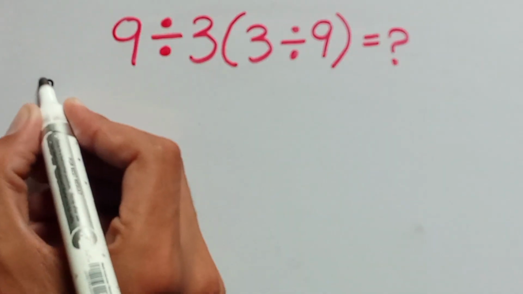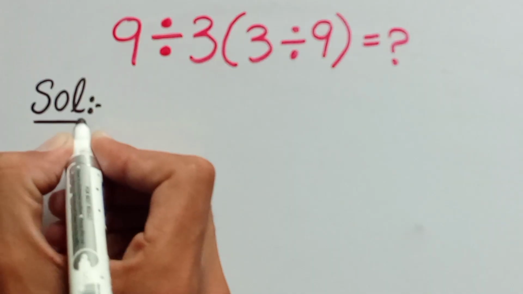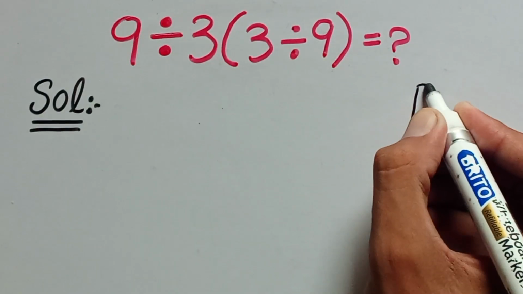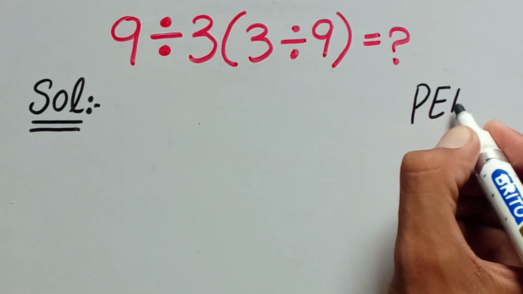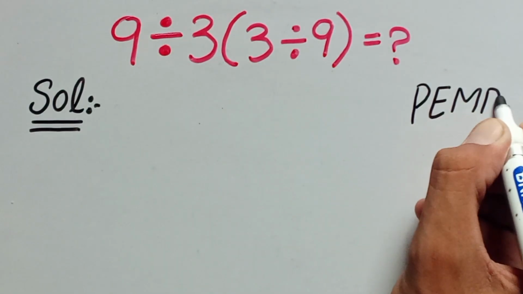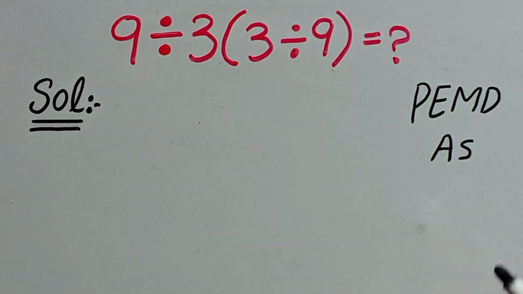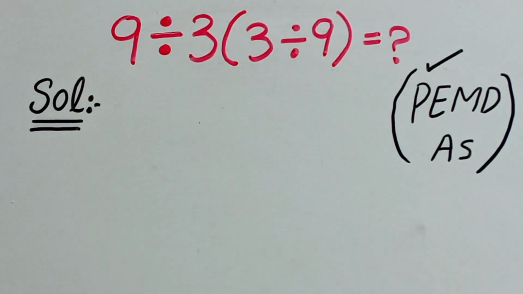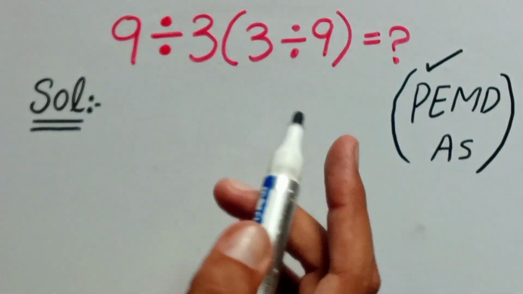So guys, our solution is, one rule which is very important for order of operations, which is called PEMDAS, where P stands for parentheses, E stands for exponent, M and D stand for multiplication and division, A and S stand for addition and subtraction. Here in PEMDAS, parentheses have higher priority than other operations. So in this question, firstly we solve the parentheses.